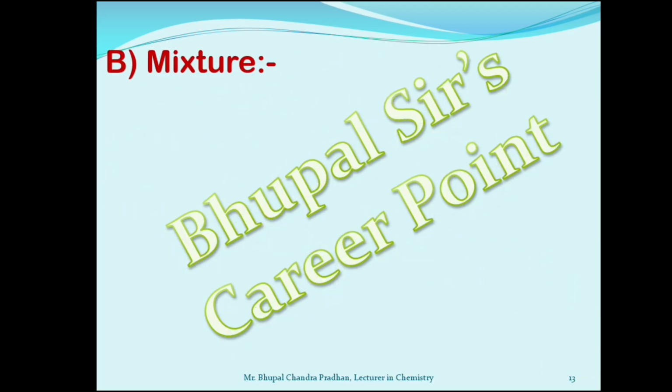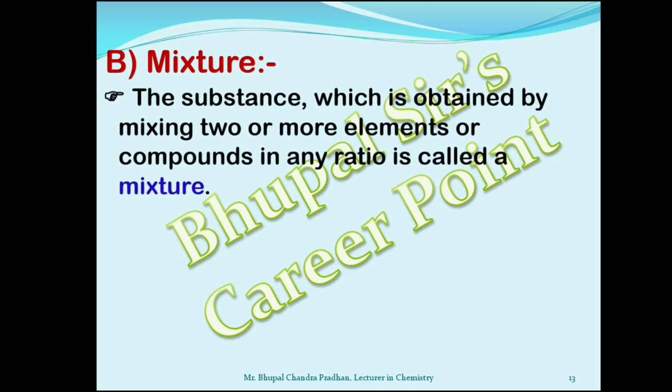Now let us compare the second category of matter. We divide matter into two categories: pure substance and mixture. Let us compare the mixture. How is a mixture formed? The substance which is obtained by mixing two or more elements or compounds in any ratio is called a mixture.